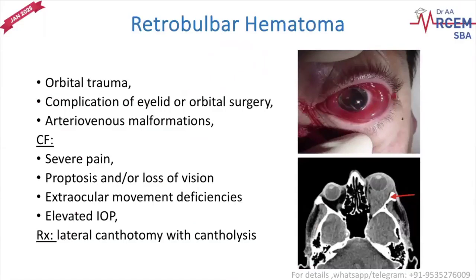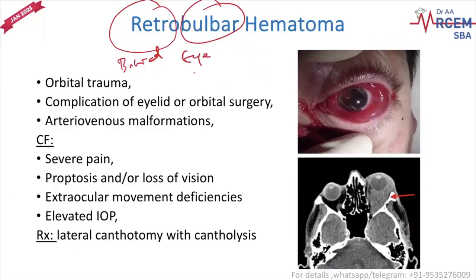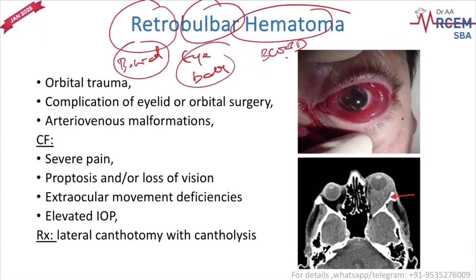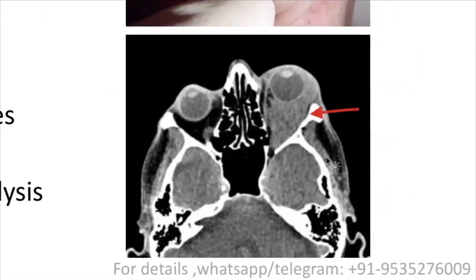Retrobulbar hematoma. Retro means behind, bulbar means eyeball basically, and hematoma means blood. Blood is accumulated behind the eyeball. The name itself says what is happening here. If you get a CT imaging done, this is the eyeball, and blood is accumulated here. Because the blood is accumulated here, the eyeball is pushed outwards.